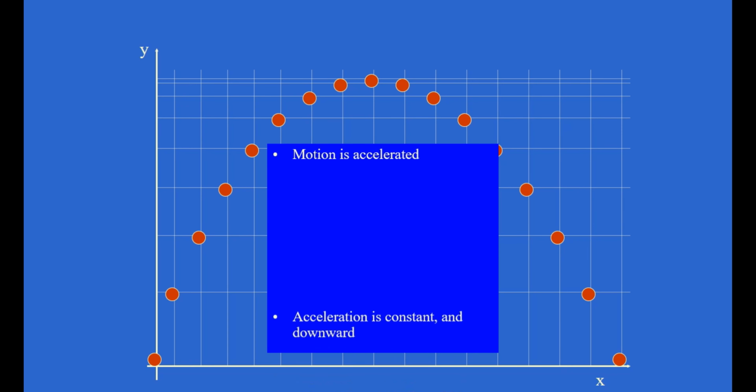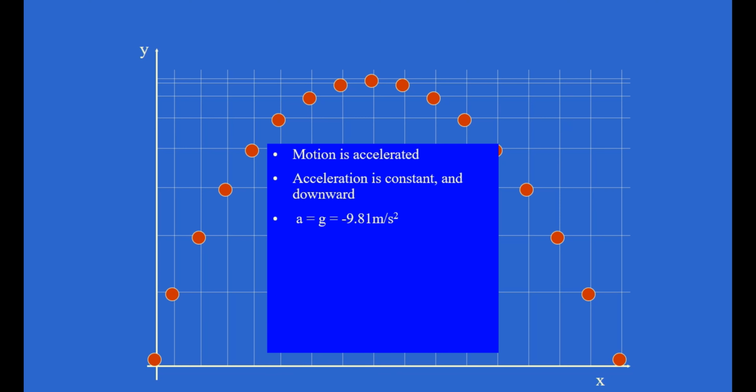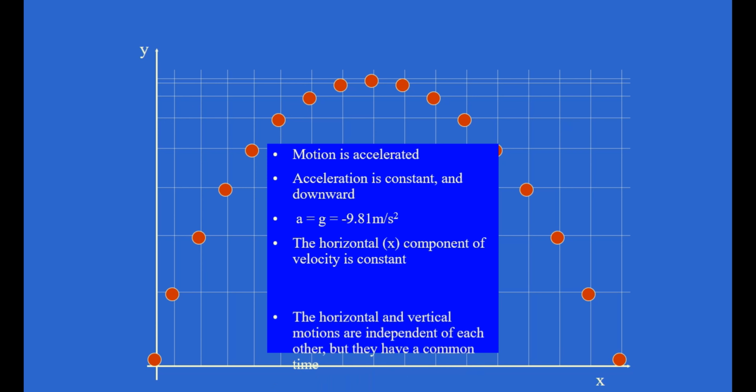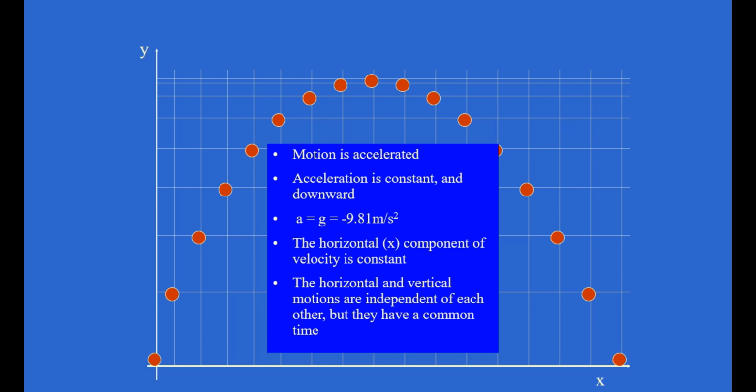Motion is accelerated. Acceleration is constant and downward. a equals g equals minus 9.81 meters per second squared. The horizontal x component of velocity is constant. The horizontal and vertical motion are independent of each other, but they have common time.